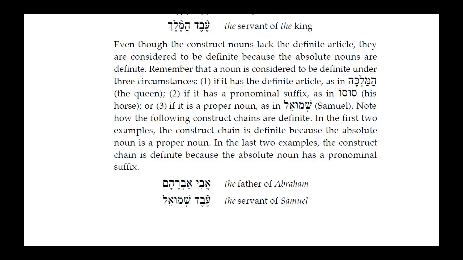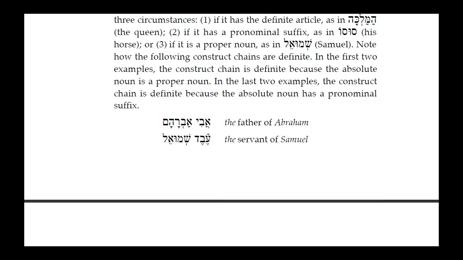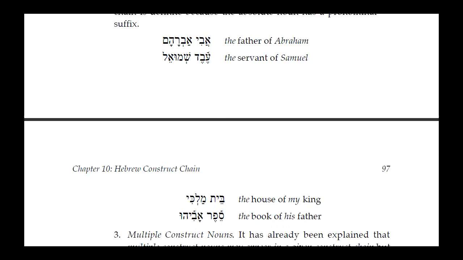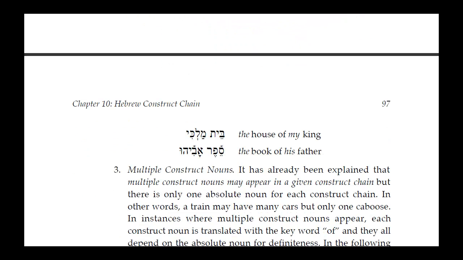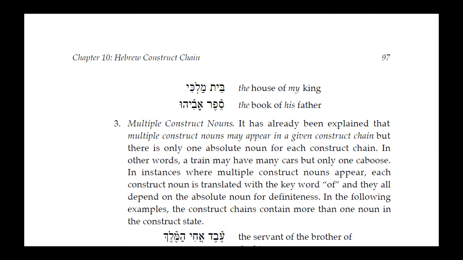Now we have Eved Shmuel, and we would translate this into English as the servant of Samuel. Not the servant of the Samuel, but the servant of Samuel. Because Samuel and Abraham are proper nouns, they're understood to be definite here. That's why the definiteness transfers to the construct noun.